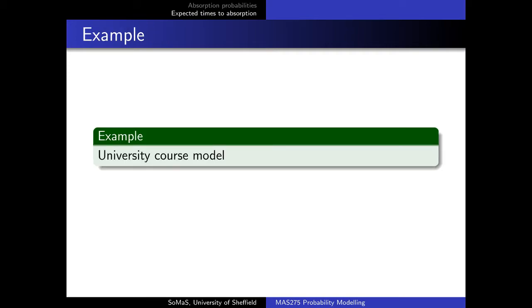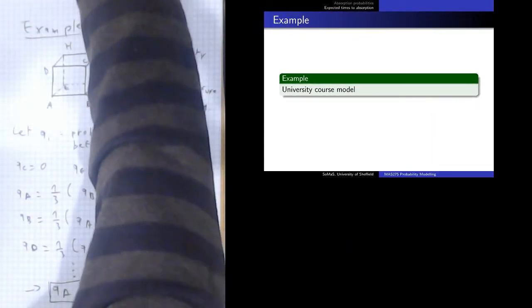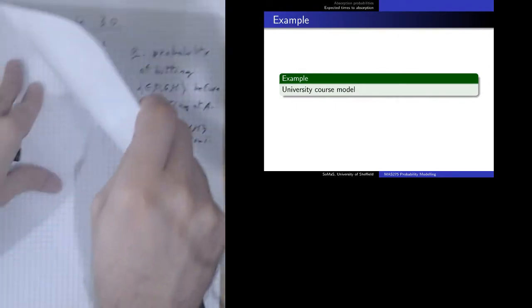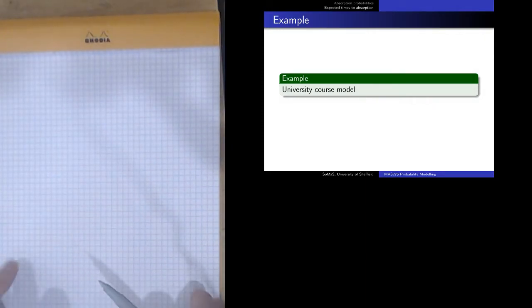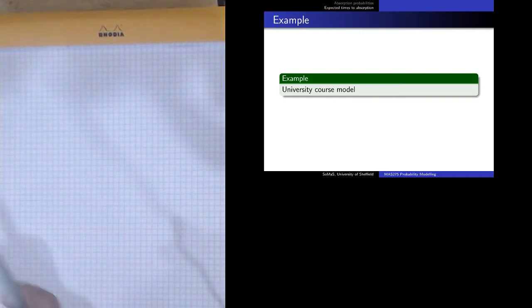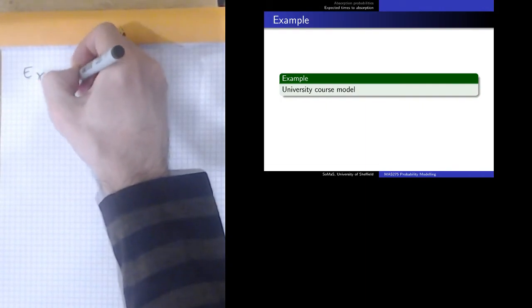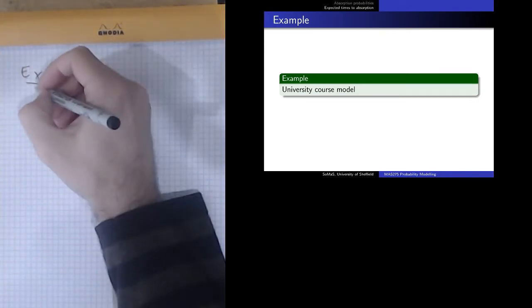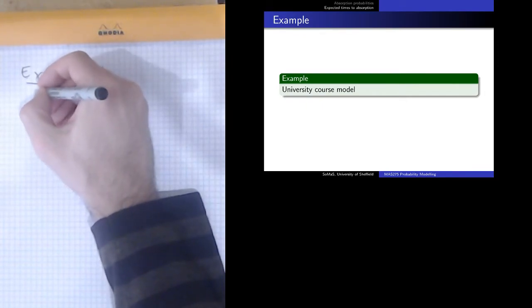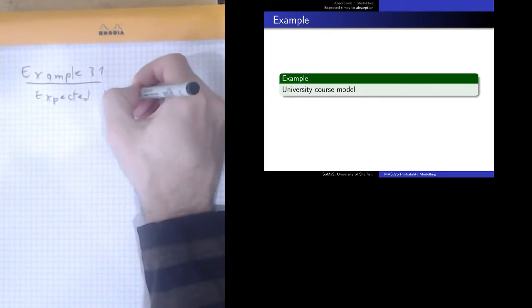So let's go through an example, as I said. We're going to go back to the university course model, and we're going to ask, example 31: how long, on average, well, what's the expected time that a student stays inside university?